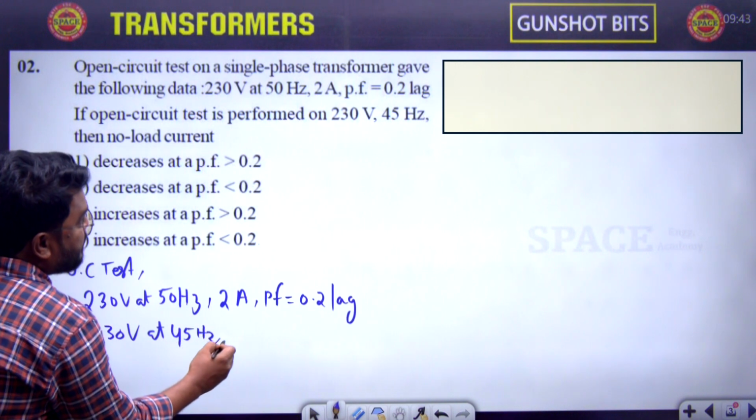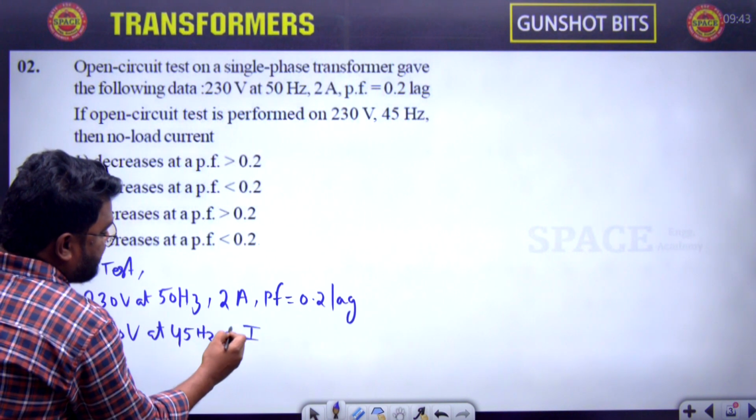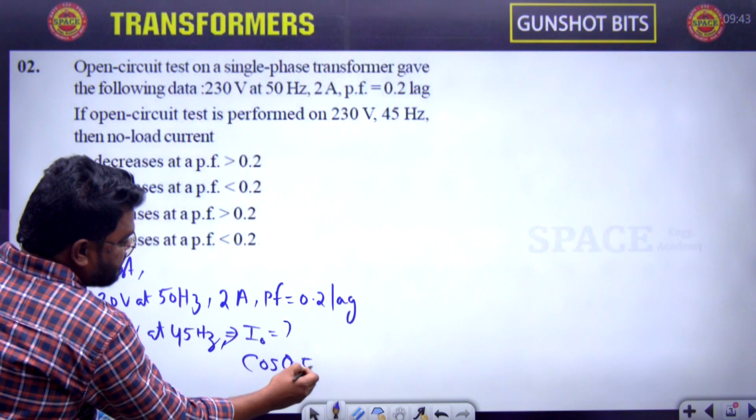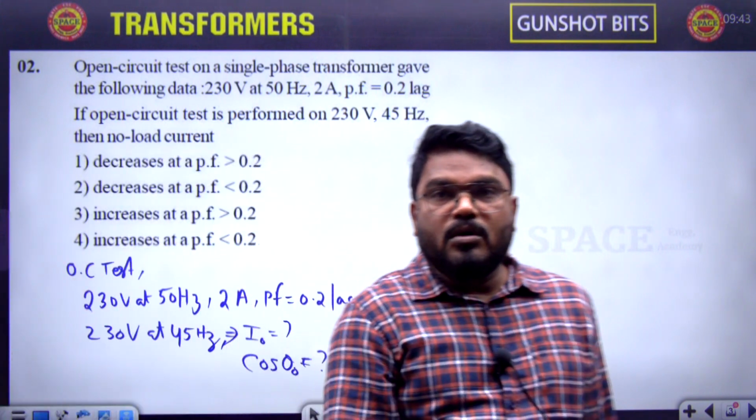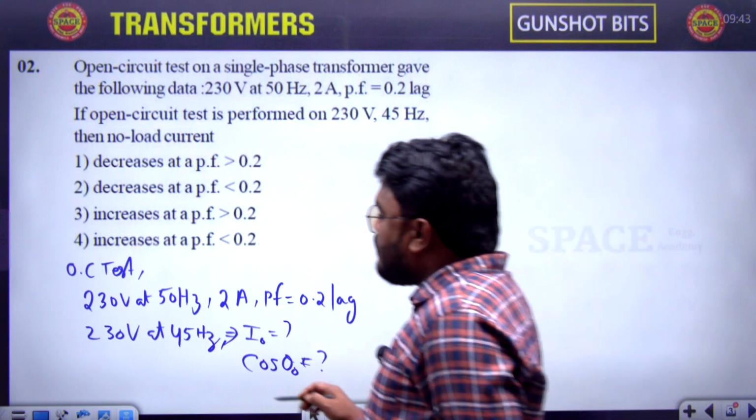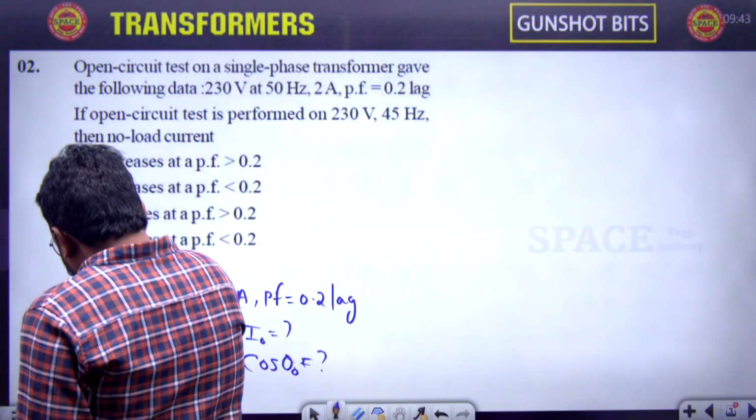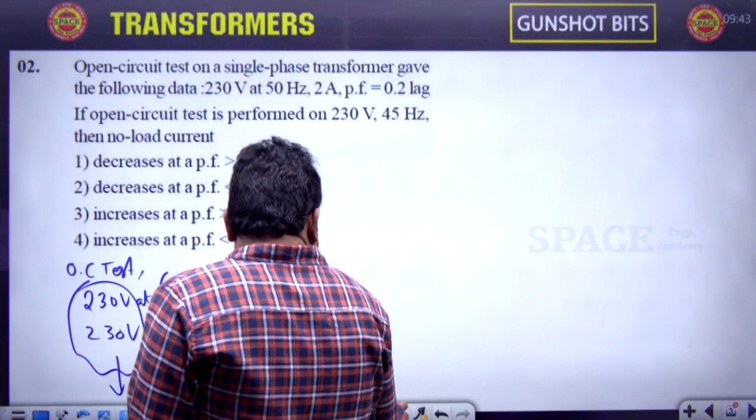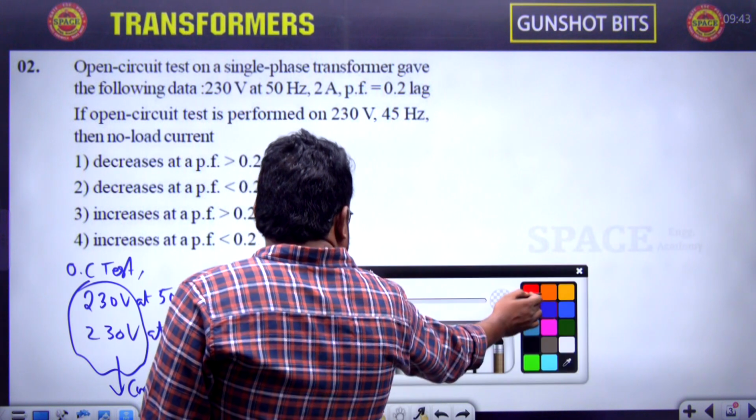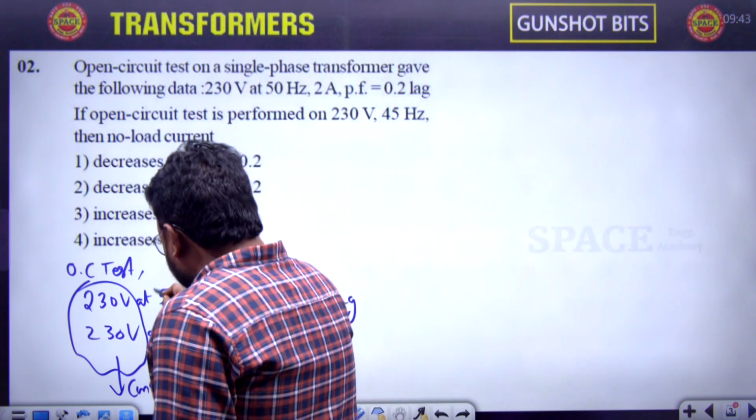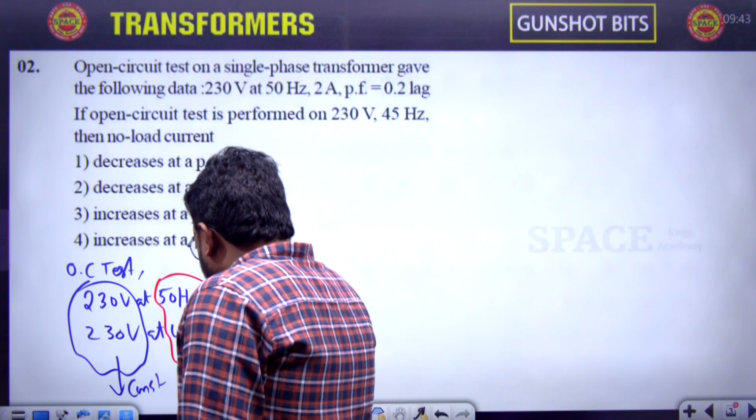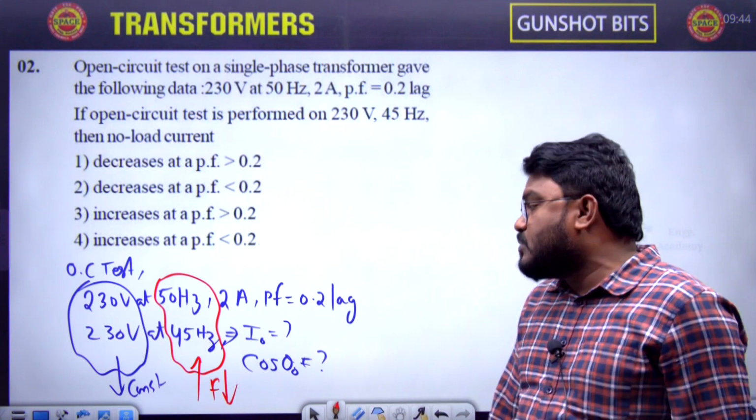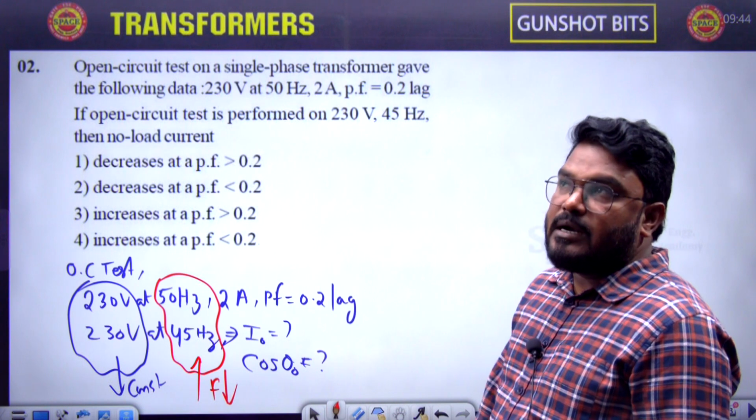Now what will happen to the no load current and the power factor of the transformer under no load conditions? In this case, by keeping the voltage constant, the frequency is reduced below its rated value. By keeping the voltage constant and reducing the frequency, what will happen to the no load current of the transformer?